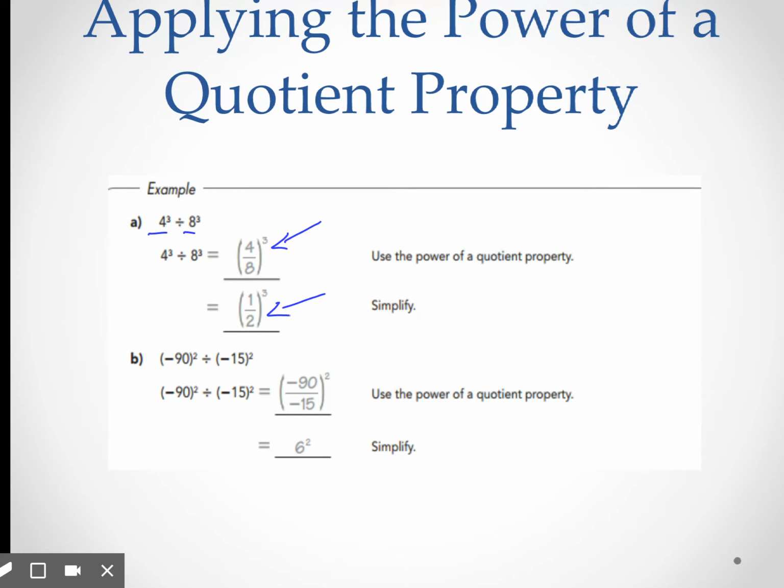In example B, -90 to the second power divided by -15 to the second power. Again, they're applying the power of a quotient property when they put it into fraction form. So -90 divided by -15, all squared. And then they do the simplification. So -90 divided by -15 simplifies all the way down to the whole number 6, and we keep our exponent of 2. So it's 6 squared.